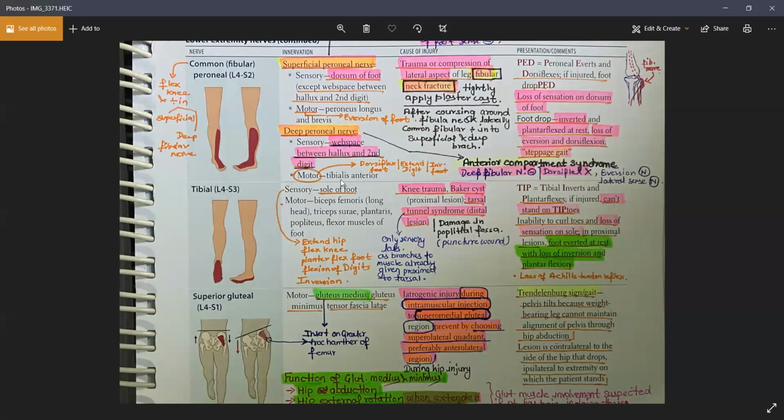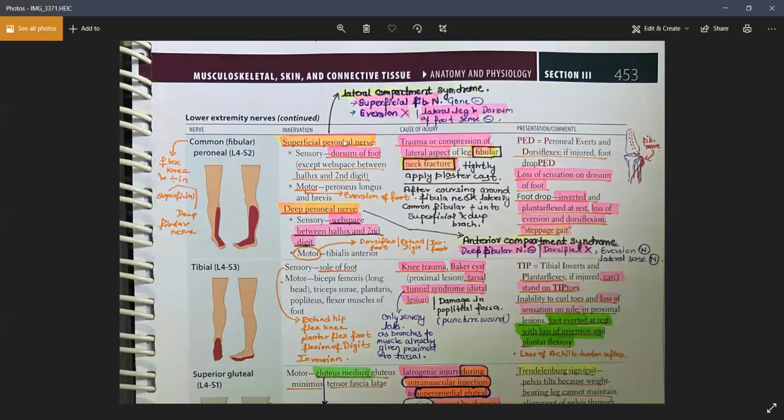You have these two syndromes known as the lateral compartment syndrome and the anterior compartment syndrome. In the lateral compartment syndrome, the superficial peroneal nerve will get damaged, and as a result you will get a loss of sensation from the lateral side of the leg and the dorsum of the foot, as well as a loss of eversion of the foot. These will be the symptoms whenever you have a lateral compartment syndrome. We will discuss later in the pathology section what the syndrome actually is.